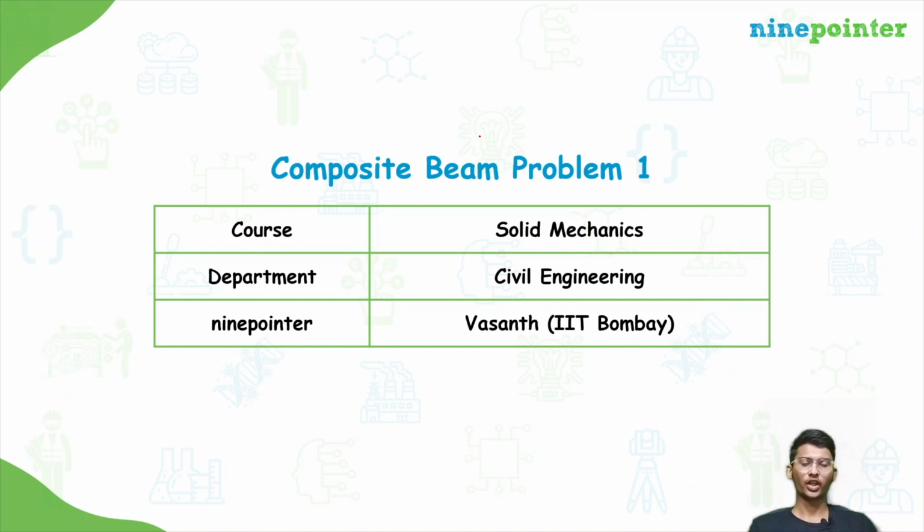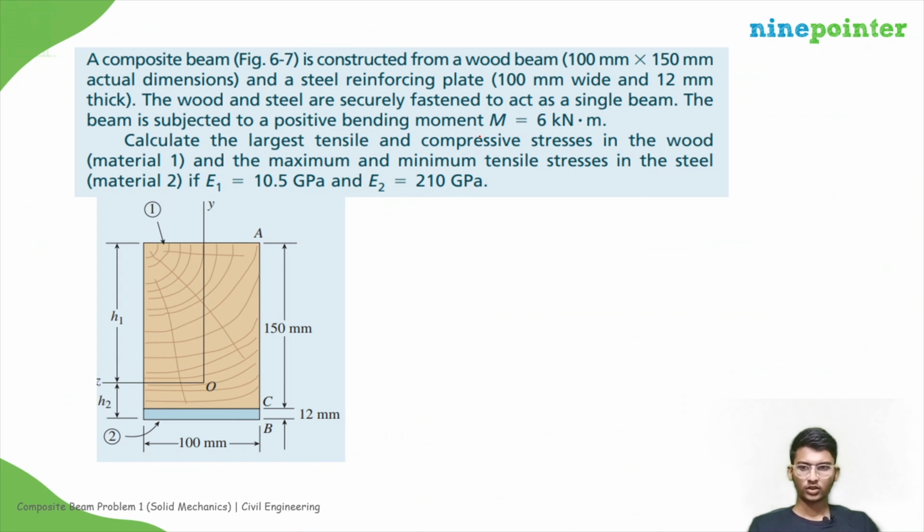In this video, we are going to solve a problem on composite beam using generalized formulas we derived in the first lecture of composite beam. So this is the question. A composite beam is constructed from a wood beam 100 mm into 150 mm actual dimensions and a steel reinforcing plate 10 mm wide and 12 mm thick.